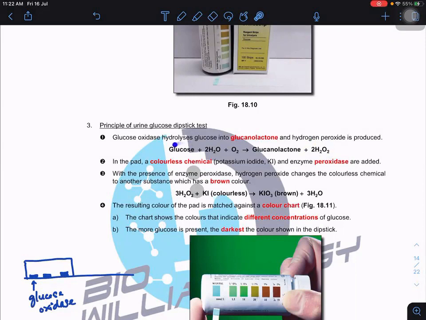But look at this: glucose, water, oxygen, gluconolactone, and also hydrogen peroxide, all of them are colorless. So how can we make it colored? In this pad, we also add a colorless material called potassium iodide, KI, together with another enzyme called peroxidase. So the second enzyme is called peroxidase.